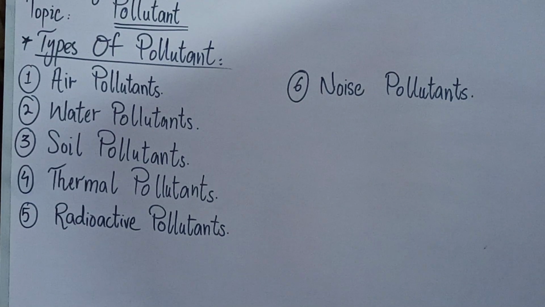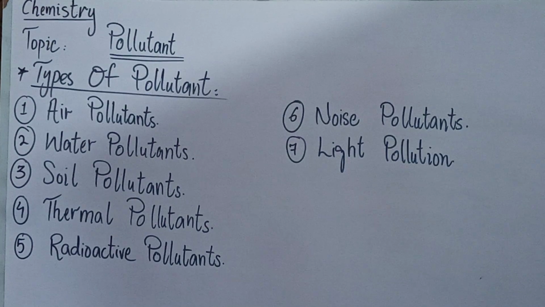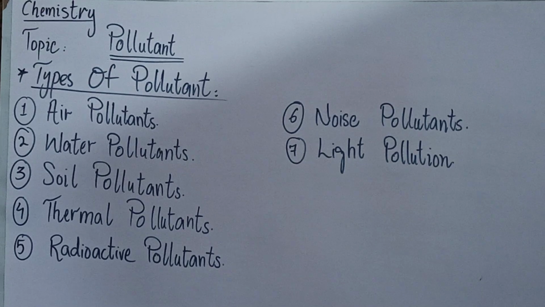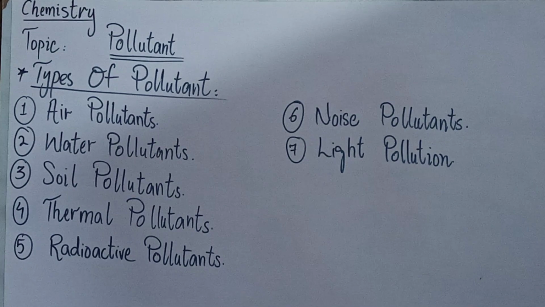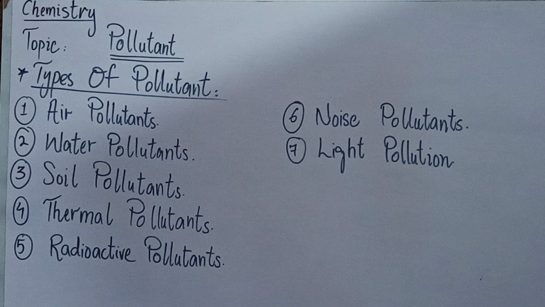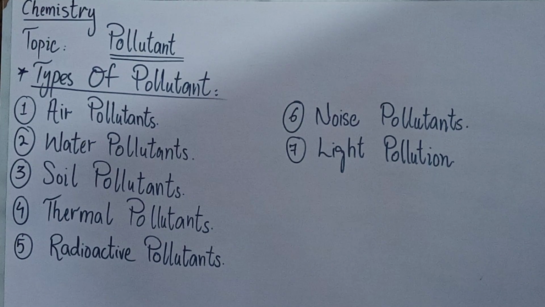The last type is light pollutants. Light pollutants cause light pollution. Light pollution is the presence of unwanted, inappropriate or excessive artificial lighting. The term light pollution refers to the effect of any poorly implemented lighting during the day or night. So this is all about pollutant and its types.